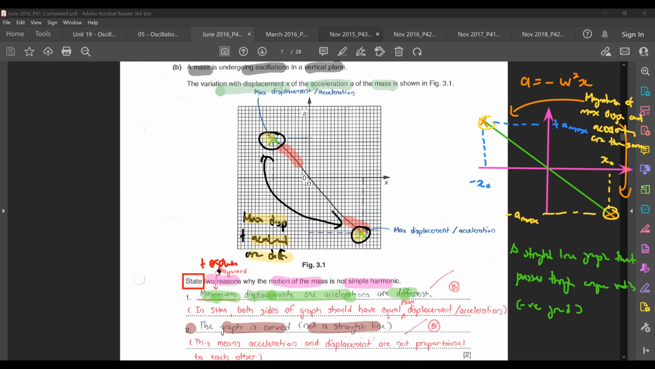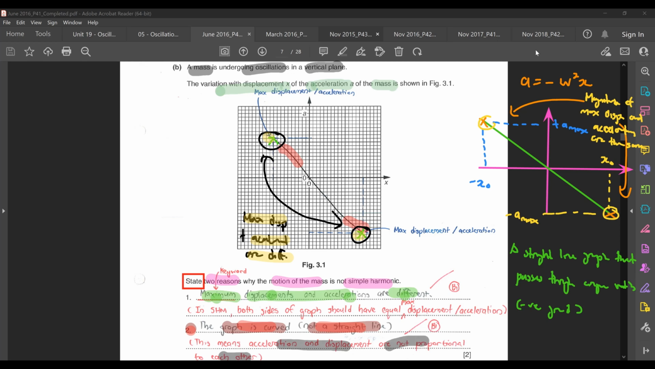If there's a state and explain, in addition to stating why it is wrong, you have to explain why. So let's just say you say that for point number 2, the graph is curved and it's not a straight line. How does this explain that it's not simple harmonic motion? The graph being curved actually tells you that your acceleration and displacement are not proportional to each other. This is the explaining part.